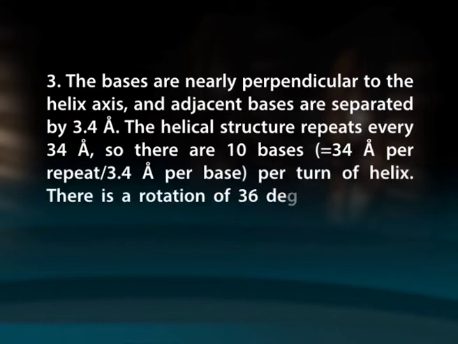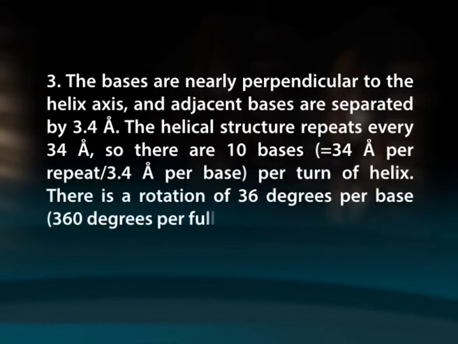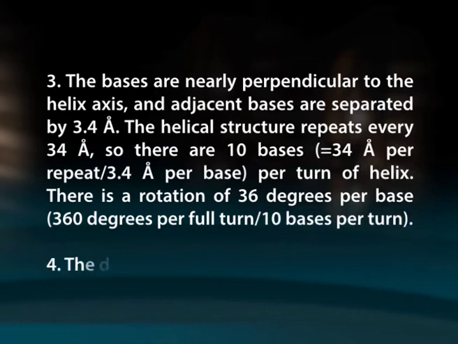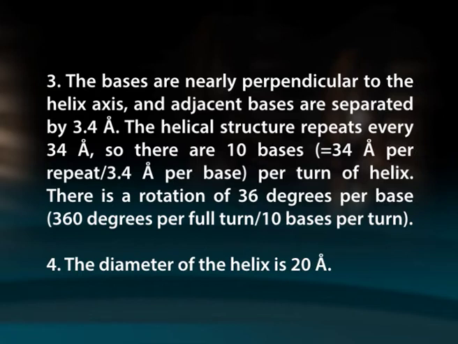So, there are 10 bases, which is equal to 34 angstrom per repeat, or 3.4 angstrom per base per turn of helix. There is a rotation of 36 degrees per base, 360 degrees per full turn, or 10 bases per turn. Fourth, the diameter of the helix is 20 angstrom.